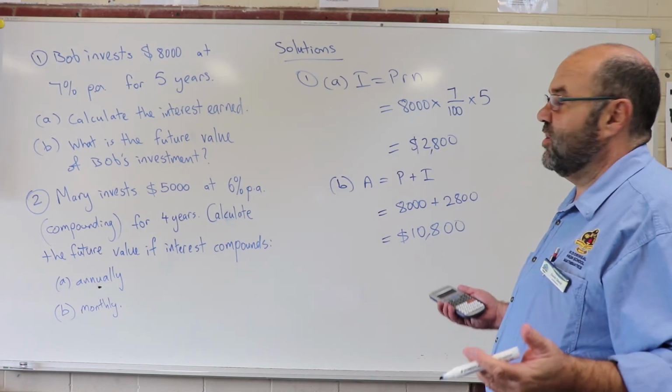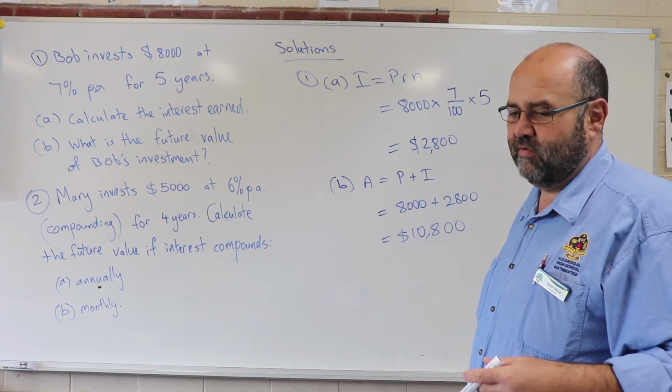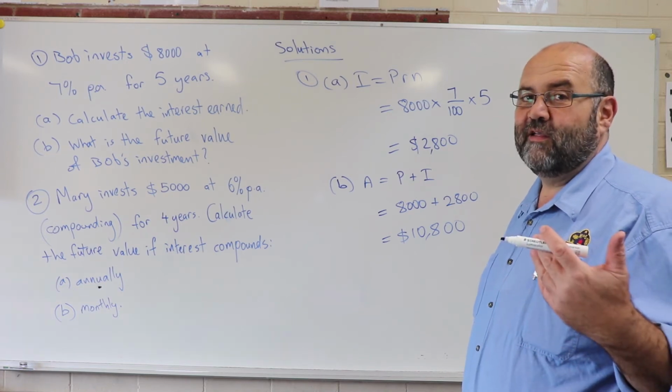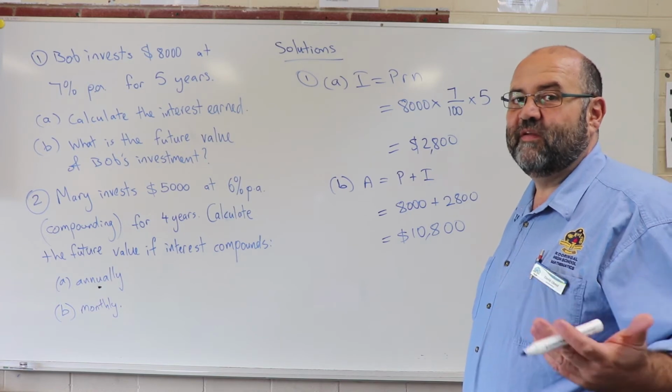So that's it for part A. That's pretty much it for simple interest. They call it simple interest because it's pretty simple. I mean, actually that's not why they call it simple interest, but it's a happy coincidence that simple interest is a simple thing to work out.